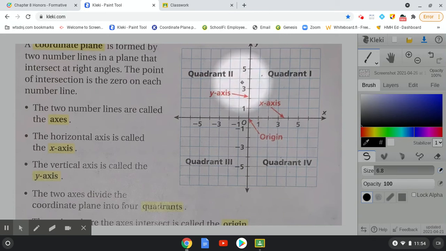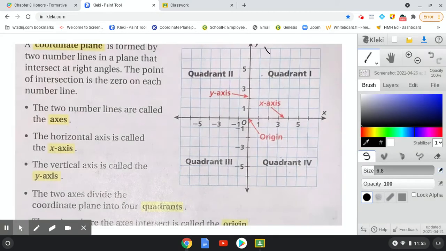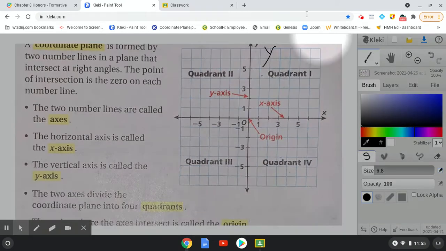All right. The point of intersection is the 0 on each number line. That's right here, and we identify that as our origin. So the number lines are called the axes. As I said, the x-axis and the y-axis, those are the axes. The horizontal axis is the x-axis. The vertical axis is the y-axis. How you can kind of remember is if you draw a Y, you have this line that kind of goes down vertically. That's one way you can remember that this is the y-axis, okay?